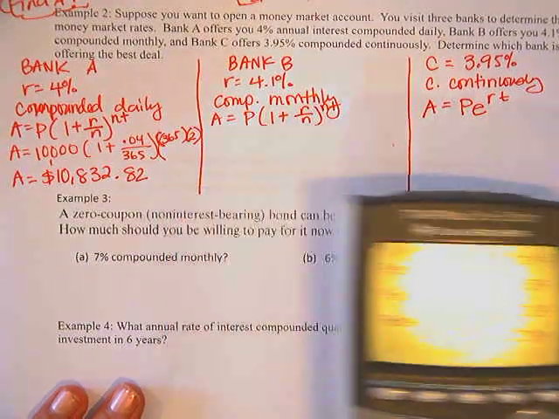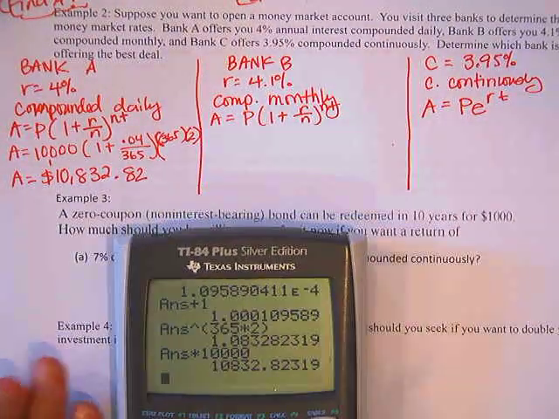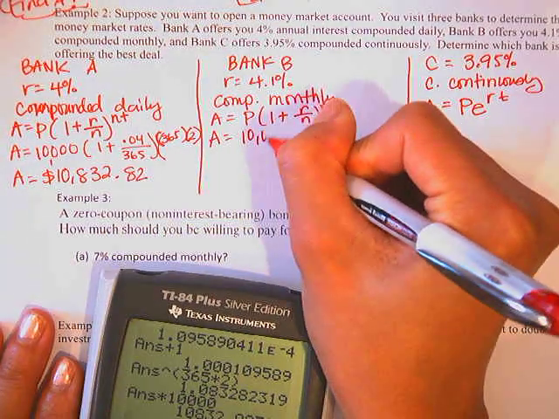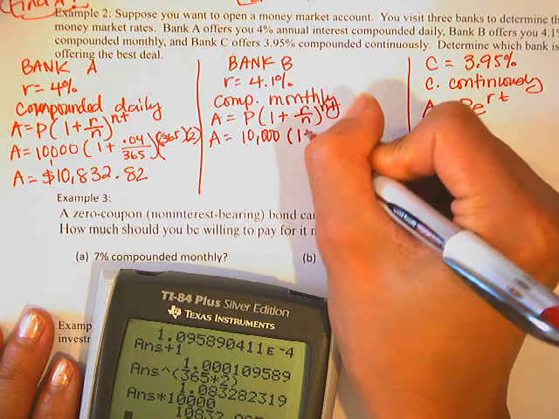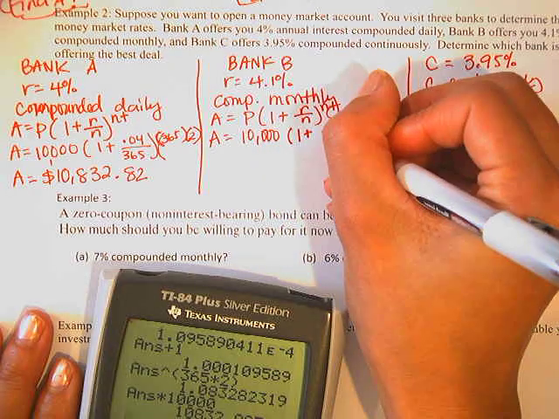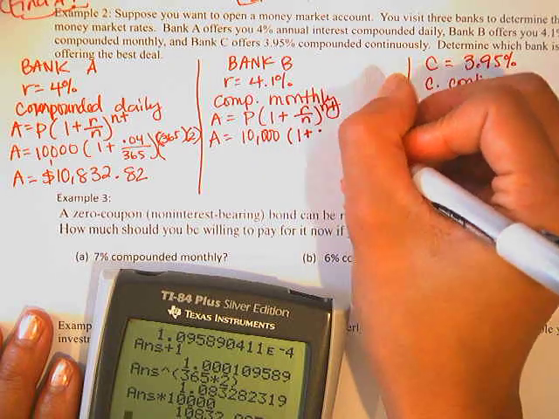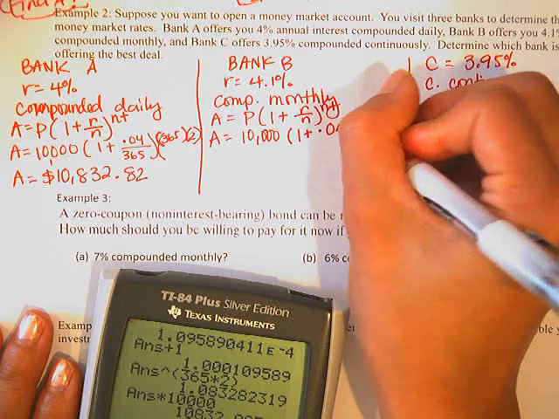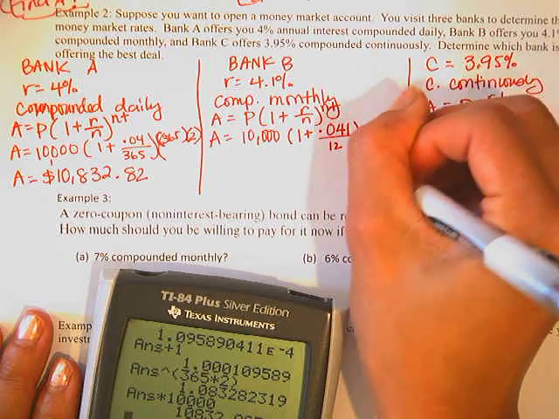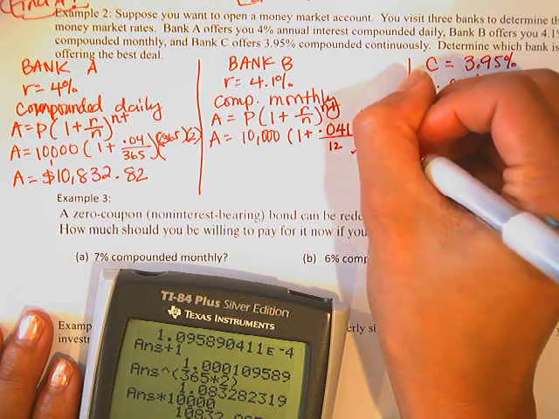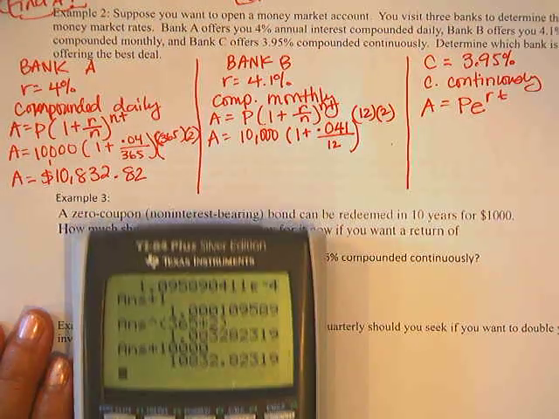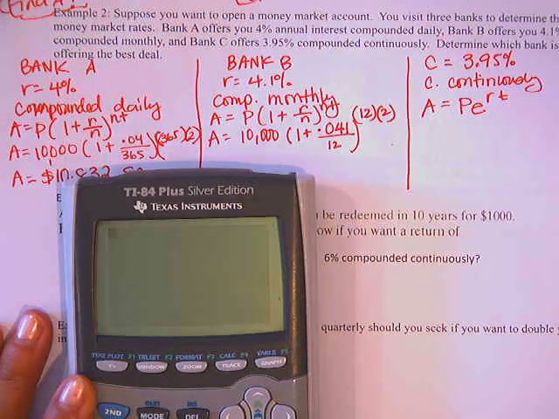How about Bank B? They're offering you 4.1%. Let's see how much I'm going to take home after 2 years. A equals, and again, you start with the same amount. That's the only way you would be able to compare, if you have a constant amount to start to invest. Your rate is 4.1%, so that's 0.041, divided by n, which is monthly, so 12 months a year, times t, so again 2 years. Let's do that one more time, clear that out.